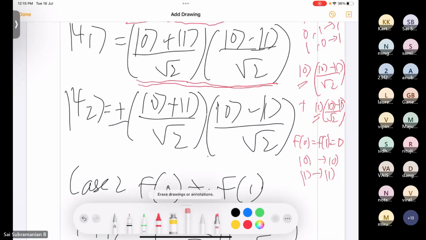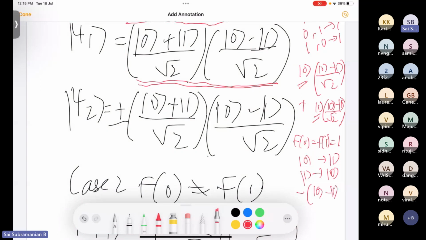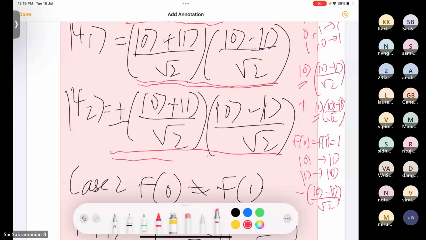But if f of 0 is equal to f of 1 is equal to 1, then 0 becomes 1 and 1 becomes 0. What that means is (0 minus 1)/root 2 becomes minus (0 minus 1)/root 2. It becomes (1 minus 0)/root 2. So that is why our end result is plus or minus the same state, depending on whether f of 0 equal to f of 1 is equal to 0 or 1. But regardless, we can see the states of the two qubits. This global phase will not matter.